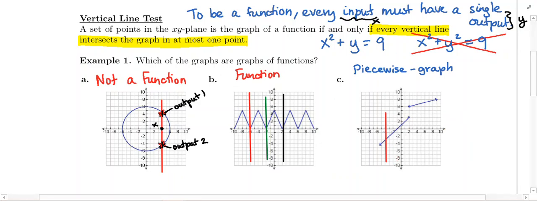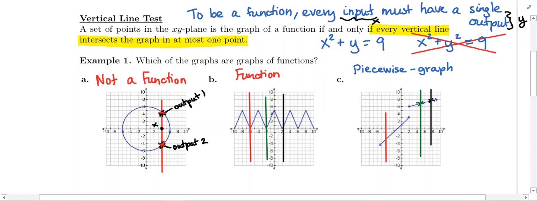Let me draw another line here. So maybe I'll draw something on this piece. Again, this vertical line, this green one, is only going to intersect the graph in one place right here. So you can try other lines here. It seems like every time I draw a vertical line, it is only going to intersect the graph in one spot. So here the black graph intersects right there.